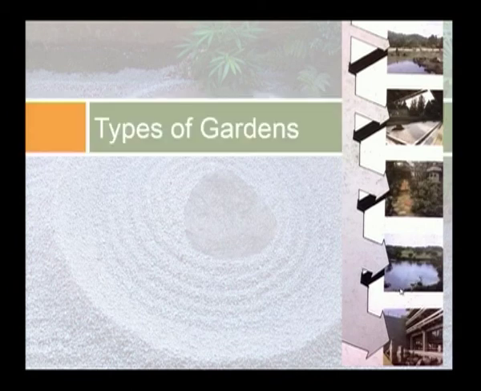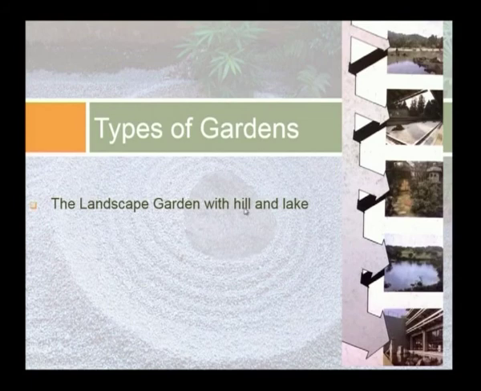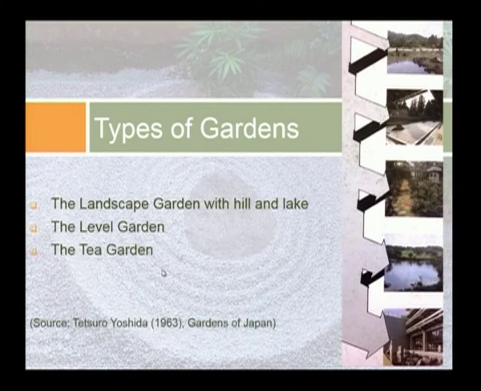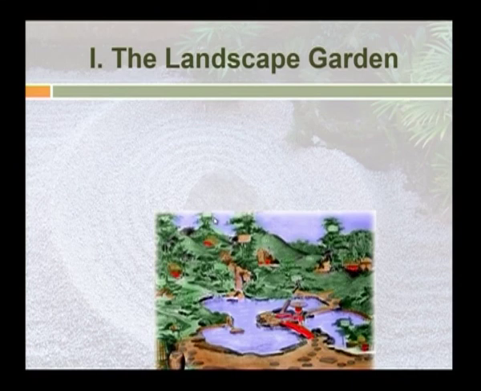Now we will look at the different types of gardens. There are different classification systems for the types of Japanese gardens. There are up to 7 or 8 types of gardens, but there is a lot of overlap. So, we will discuss the basic 3 types of gardens, that is the landscape garden with hill and lake, the flat garden and the tea garden. We will start with the landscape garden with the hill and lake.